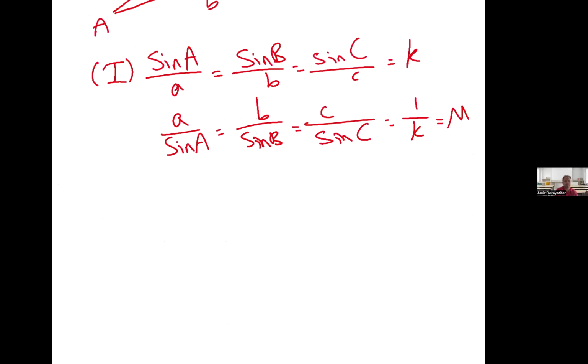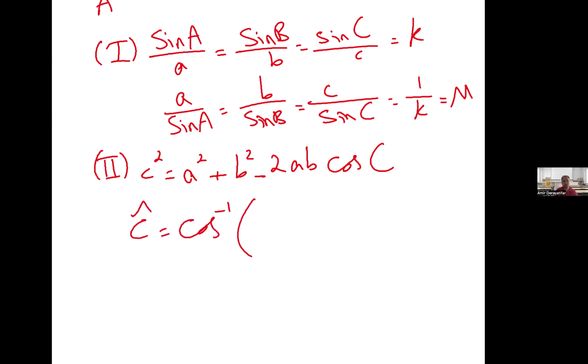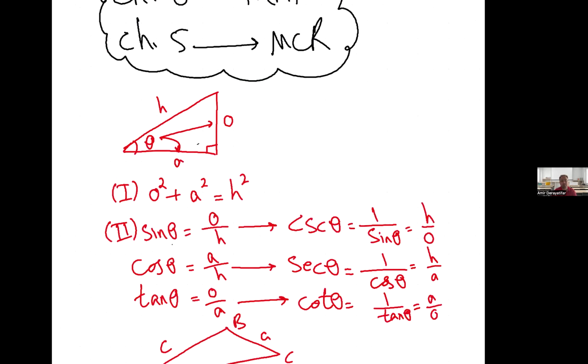Number two, the second thing we learned is the cosine law. The cosine law states that if you know two sides and the angle between them, then the third side, side C squared, equals A squared plus B squared minus 2 times A times B multiplied by cosine of angle C. If you isolate for angle C, you can write it as cos inverse of (C squared minus A squared minus B squared) all over negative 2 times A times B. That will give me angle C. So the sine law, cosine law, Pythagorean theorem, and trig ratios are the concepts that we learned in grade 10.